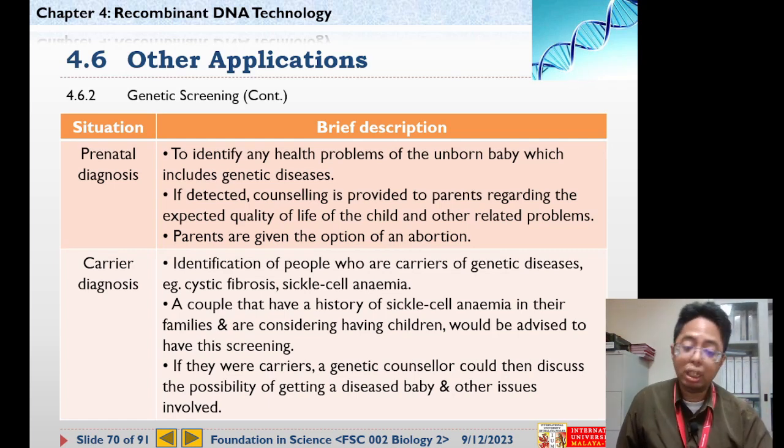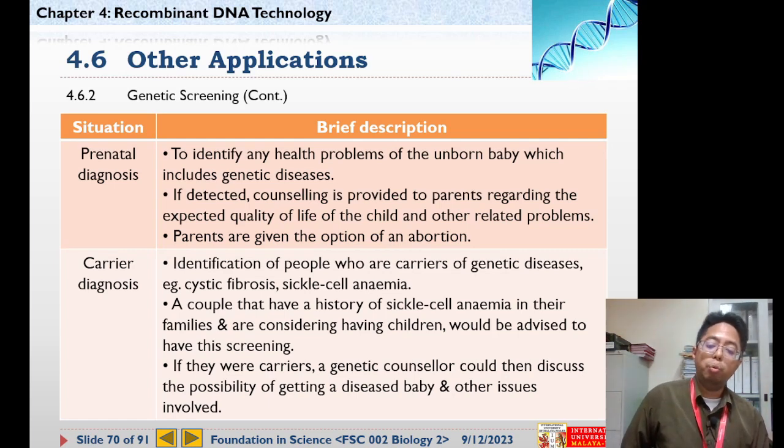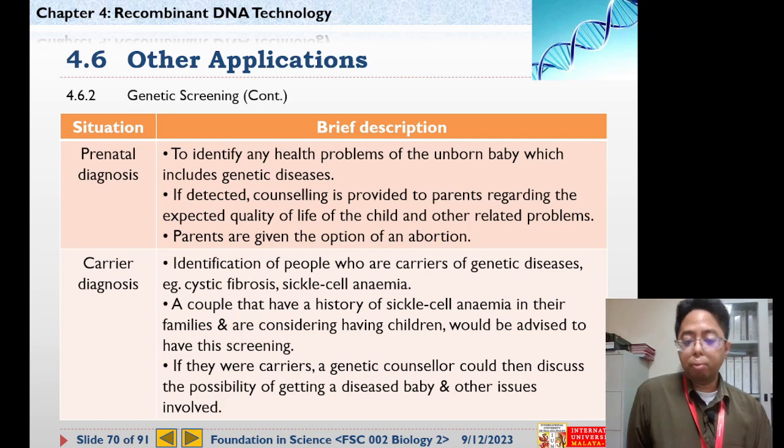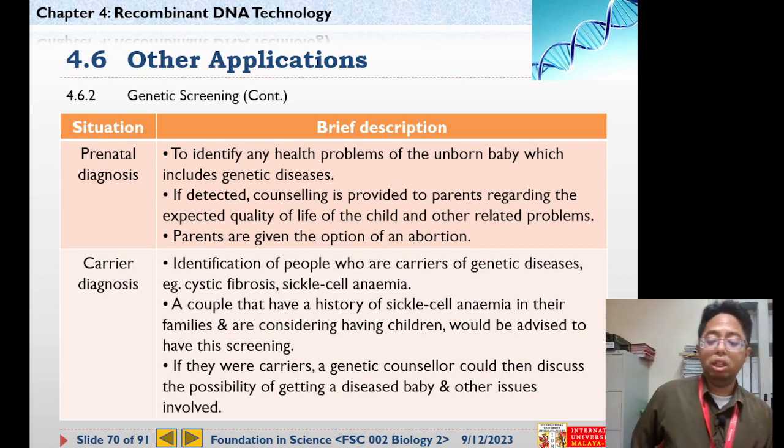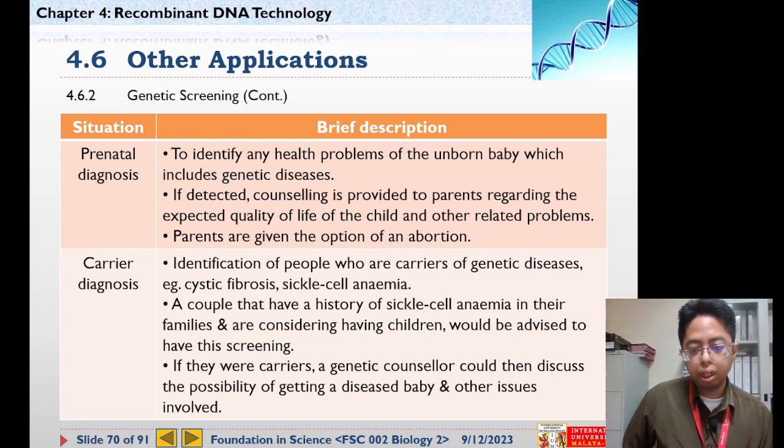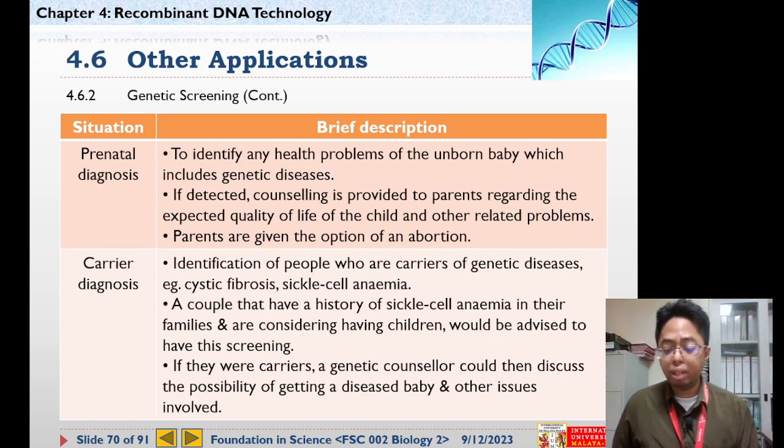So if the disease has been identified, we will tell the parent, give counseling: what is the expected lifespan, what is the quality of life, what the baby might suffer when they are born, and the parent will be given an option for abortion if the baby really cannot survive with these genes that are ailing them.